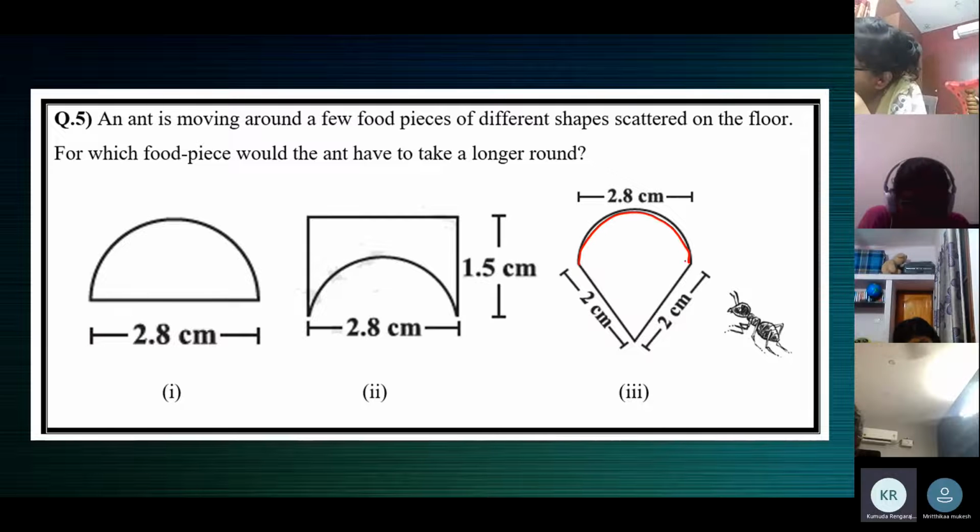Semicircle, this is the diameter. So this should be the center. This cannot be the center. So 2 centimeters is not the radius. This 2.8 is the length of the diameter, from here to here. So the radius is 1.4. So the perimeter of this foot piece, the third one, will be 2 centimeters plus pi r plus 2 centimeters.